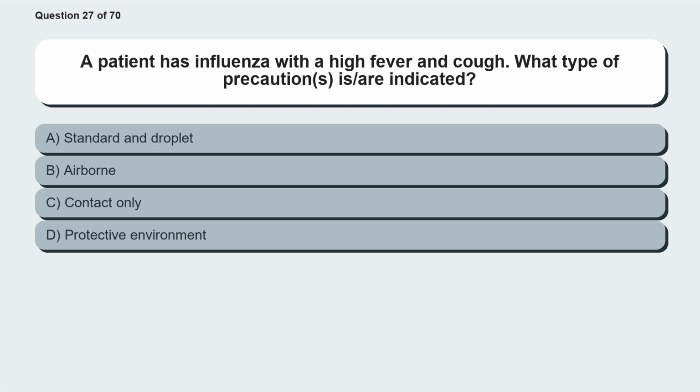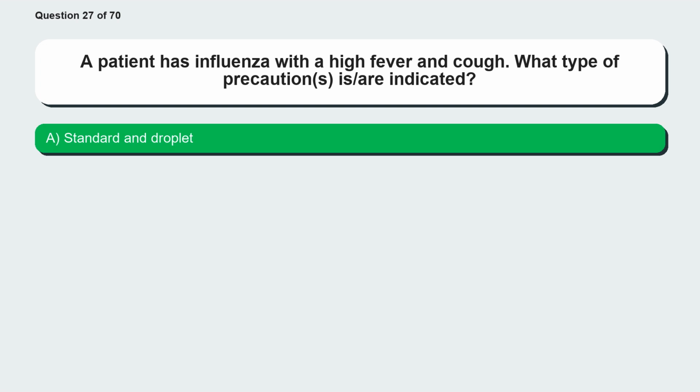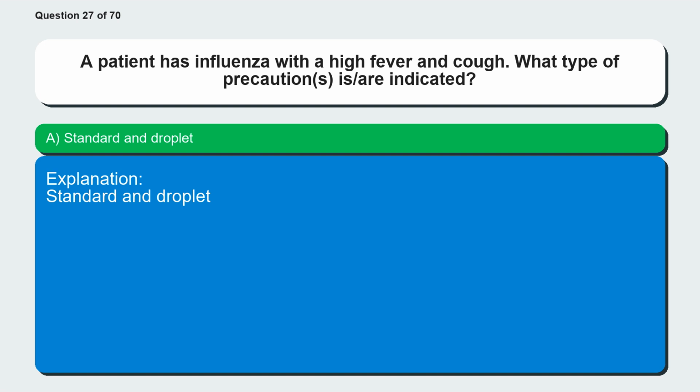Question 27. A patient has influenza with a high fever and cough. What type of precaution is indicated? Option A. Standard and droplet. Option B. Airborne. Option C. Contact only. Option D. Protective environment. The correct answer is option A. Standard and droplet.